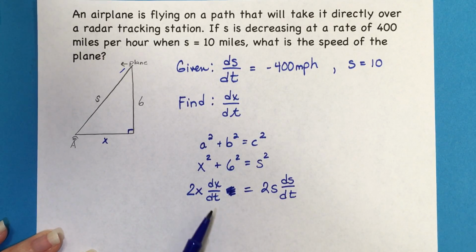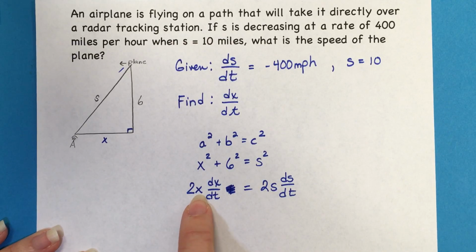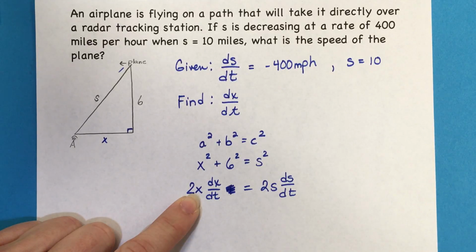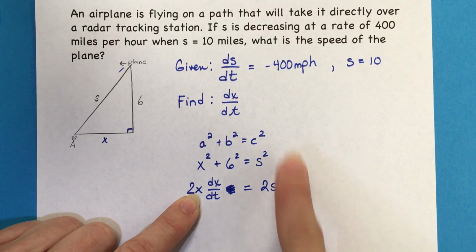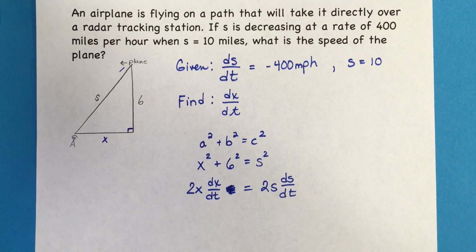Okay, now we're trying to find dx/dt. So I don't have anything to plug in here. That's what I'm trying to find, which means I need to have an x. Well, look at your given information. I don't have an x up here, so we'll have to talk about that. I do have s, that's the 10. I do have ds/dt, that's the negative 400. Now, this is a situation, though, in which you actually can find x. You don't have to rewrite your formula like we had to just a few minutes ago.